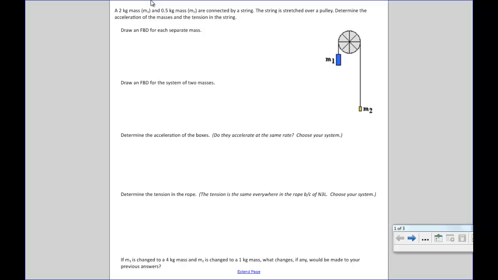So all last week we were doing mass systems, where one mass is sliding one way, the other mass is sliding the other way. This week we're going to do pulley systems, where this week is today and tomorrow.